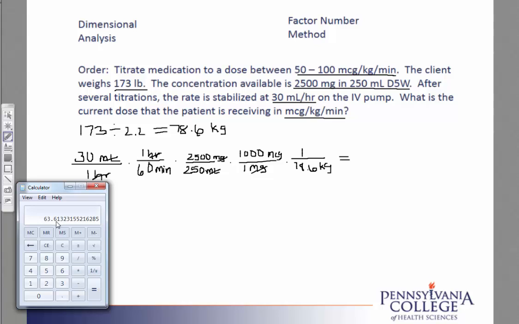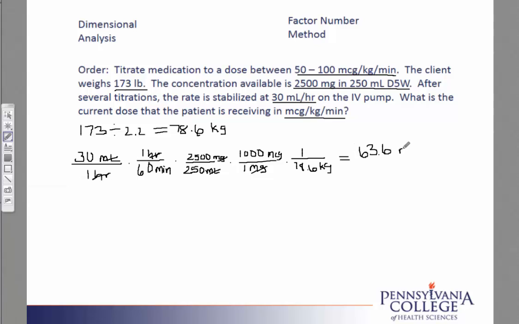Typically a dose is rounded to the nearest tenth, so I'll go with 63.6. My label is now micrograms per kilogram per minute. When I look at the range that is acceptable for this med, it is from 50 to 100. My answer of 63.6 is in that range, which gives me a confirmation that I have done the problem correctly.